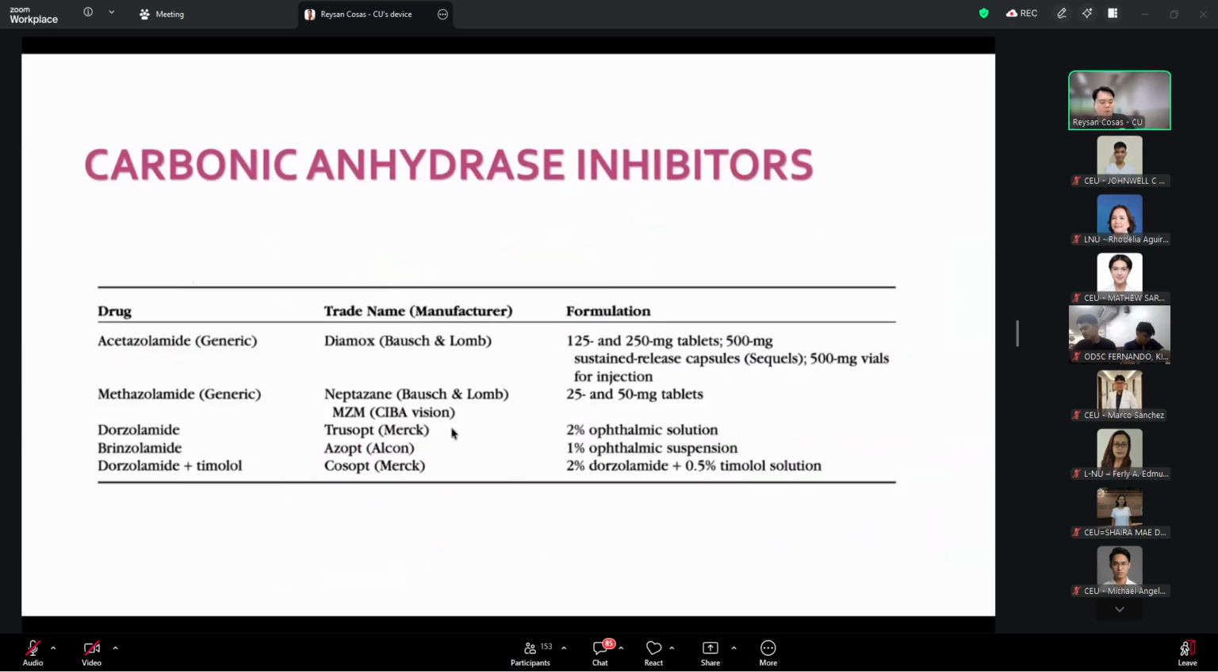So, sino-sino po yung mga carbonic anhydrase inhibitors? All of them are ending in zolamides. Acetazolamide. Okay? This is administered, mga doc, by mouth, as tablet, capsule, or parenteral as injection. For methazolamide, it's only tablet. Okay? And the others are topical.